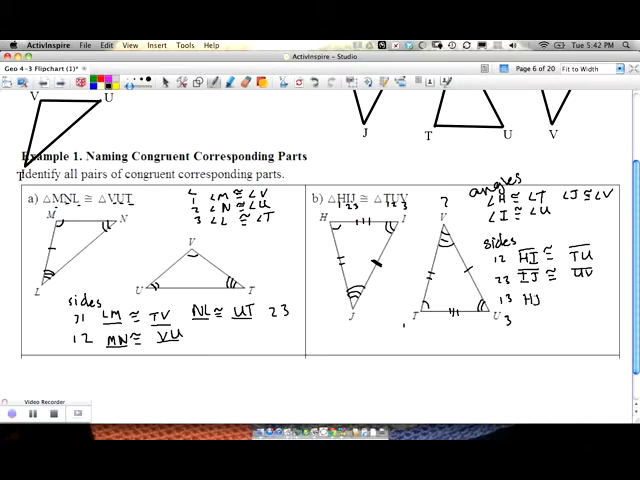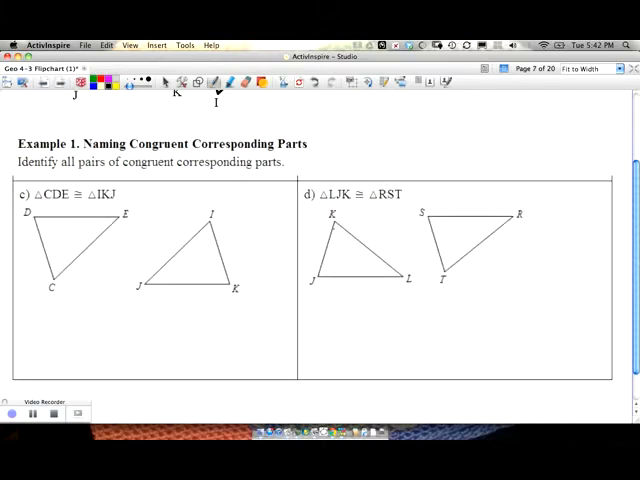Then 1, 3, that would be HJ, is congruent to TV. I like TV. You guys probably do too. Let's try the next one here.